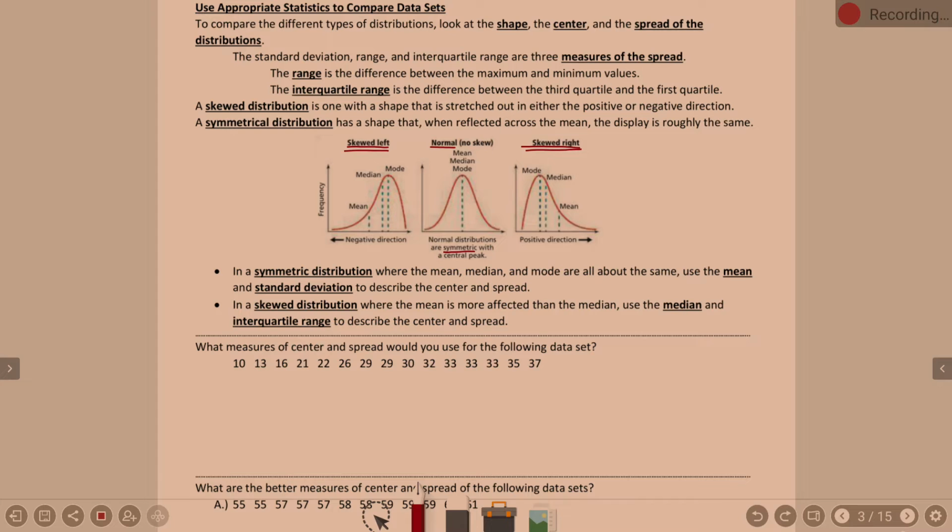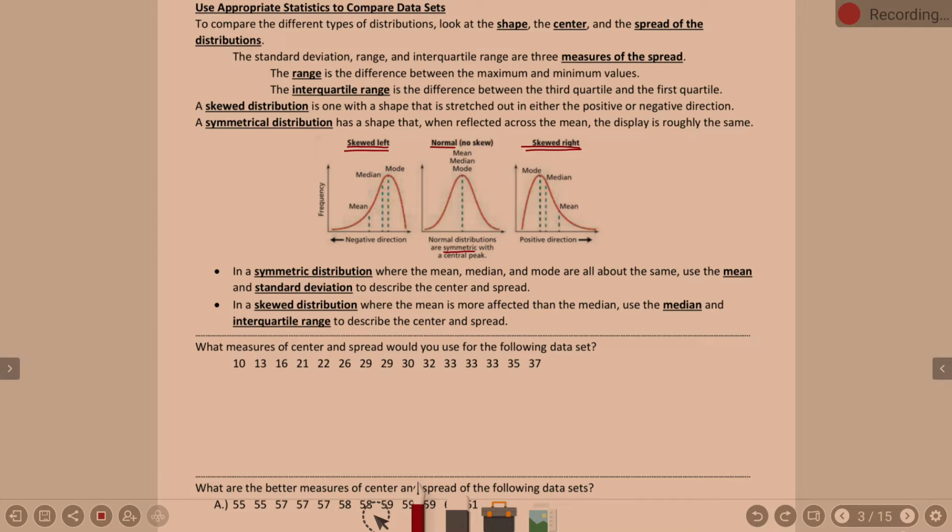Skewed right, my mean is going to be bigger than my median. And again, that's because those bigger numbers pull my mean away from where the middle should be, because the middle should be where the bulk of the data is, okay? So those are some things we're going to look at. You've got some definitions here that I just mentioned. In symmetric, mean, median, mode are all about the same.